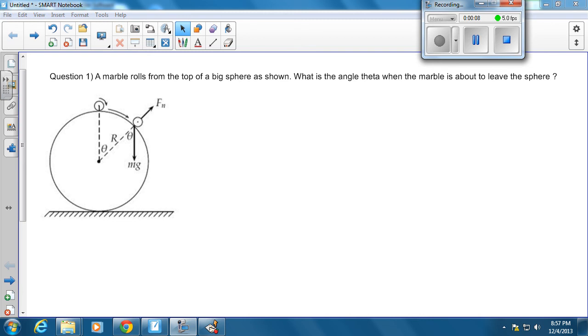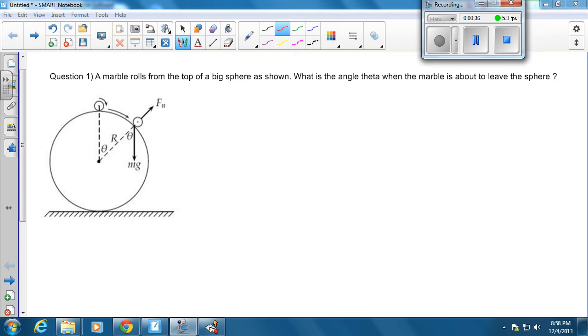Today we got a numerical on mechanics. We start with this numerical and let's try to solve this. The question says a marble rolls down from the top of a big sphere as shown. So here you got this big sphere, and then there's a small sphere, a marble rather, which rolls down. So this is the marble.